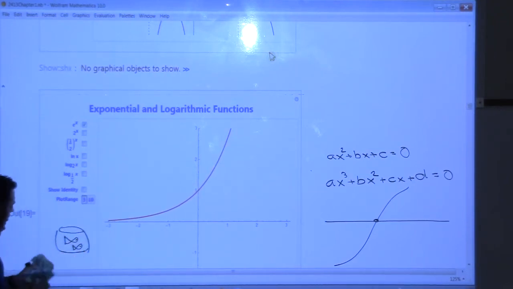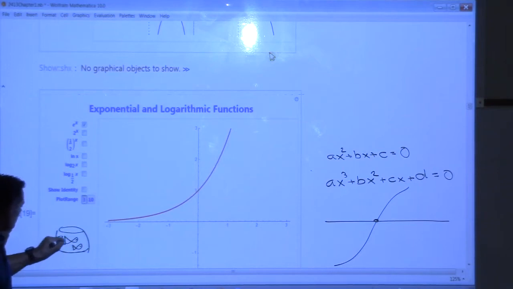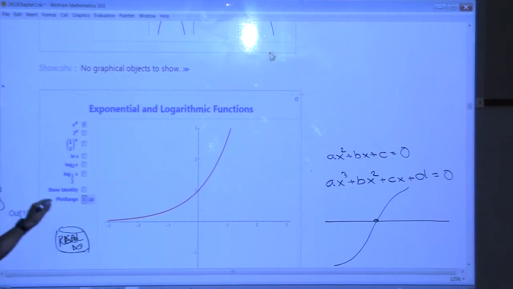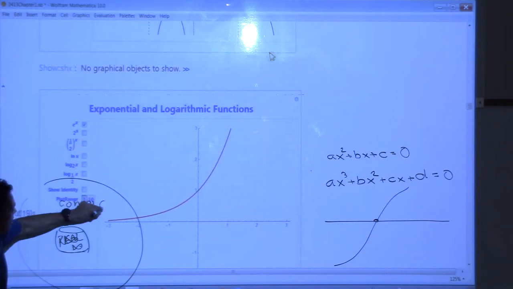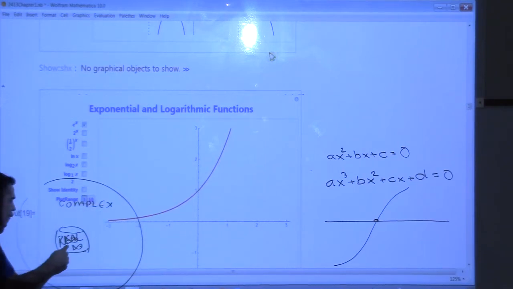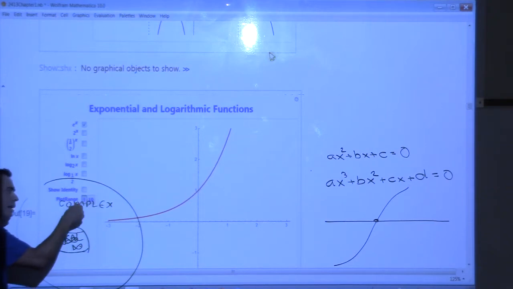And this is like the real numbers, okay? The real numbers are there, but the real numbers actually belong to a bigger universe of numbers. And that bigger universe of numbers is the complex numbers. And so every real number is a complex number. All right? Not every complex number is a real number, but every real number is a complex number.